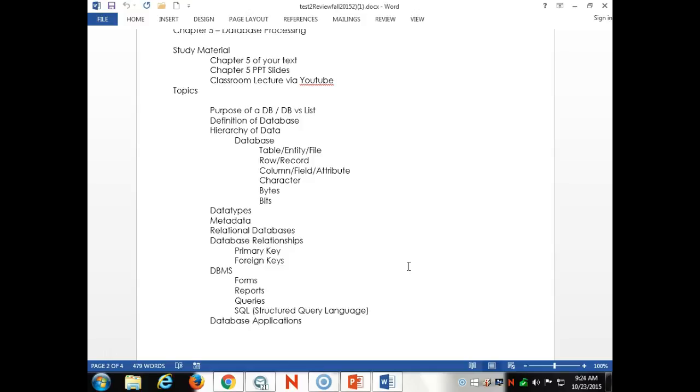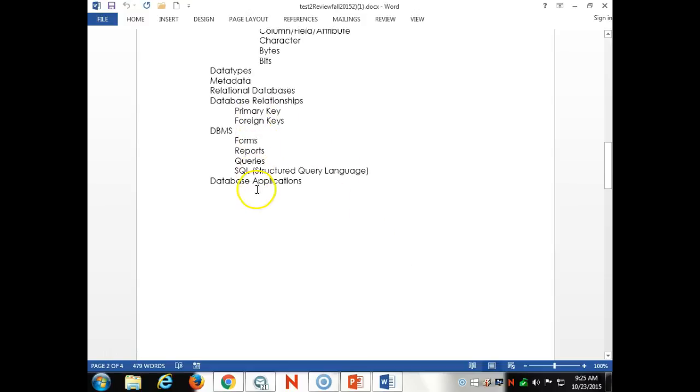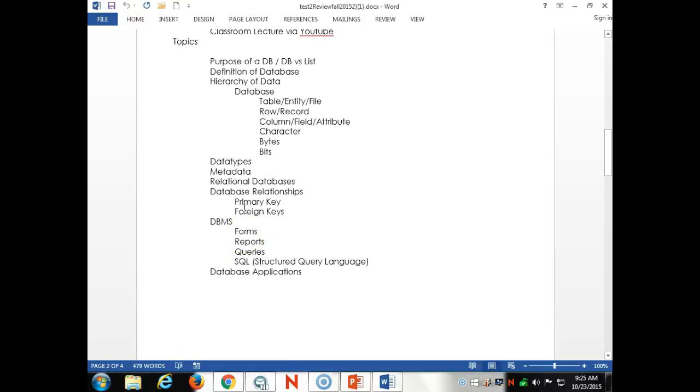We talked about the database management system, which is really the software around the database, and allows us to do things like forms, reports, and queries. Remember, a query is a question. The language we use to communicate to the database is something called SQL, which stands for Structured Query Language. That is important to know. We also talked a little bit about these forms, reports, and queries coming together to allow us to build applications that utilize the database. So that was chapter 5.